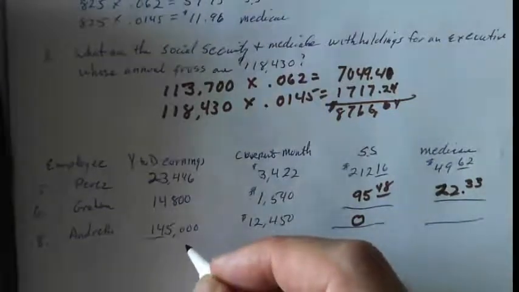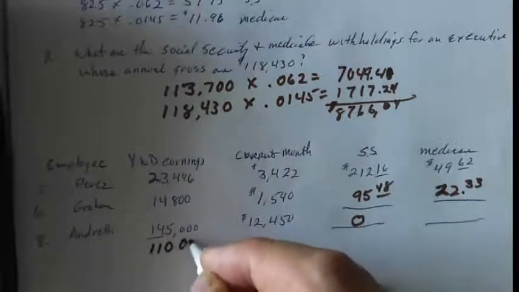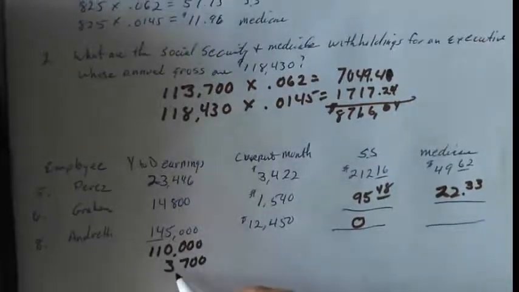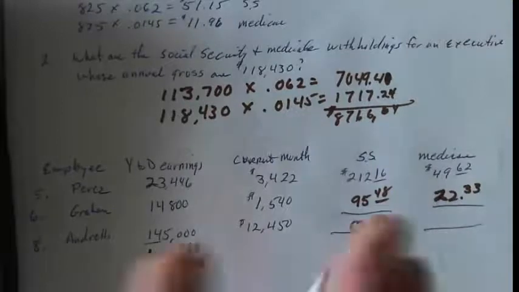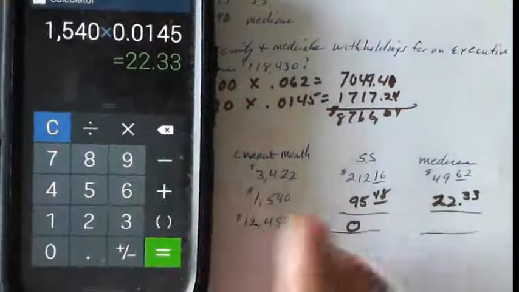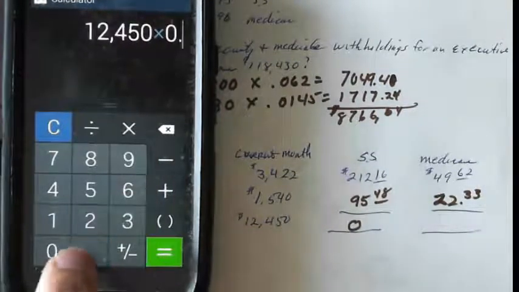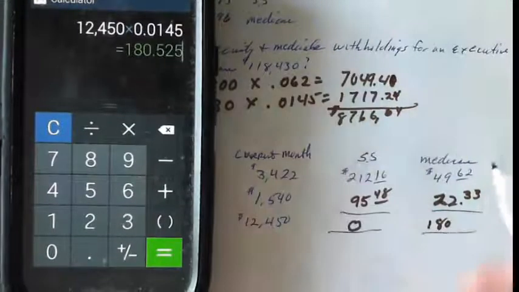Now remember, when you're doing your problems, let's say that his gross earnings were $110,000 up to that, and then the next month he crosses, so he's only taxed on that remaining $3,700 until he gets to the limit. Once he gets there, he's done, so he doesn't have any more of that. But he would still have Medicare tax. So we plug that in, 12,450 times 0.0145, okay, $180.53, and again, they're going to round up there. The government's going to want that half penny.